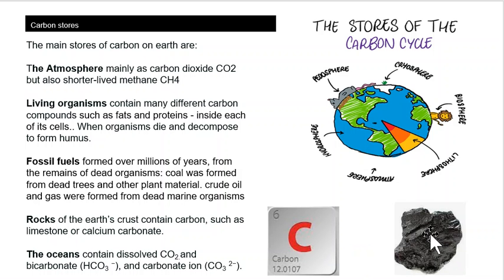Essentially, coal is a form of carbon. It's decomposed animals and organisms that are compressed into coal, and then we can burn it, releasing energy and also releasing carbon dioxide back into the air. But when we talk about carbon stores, we mean the places where there's an awful lot of carbon. So we have the atmosphere. The atmosphere mainly has carbon dioxide, CO2, but it also has shorter-lived methane, which is CH4, carbon with 4 hydrogens attached to it. So you have these two molecules, carbon dioxide and methane.